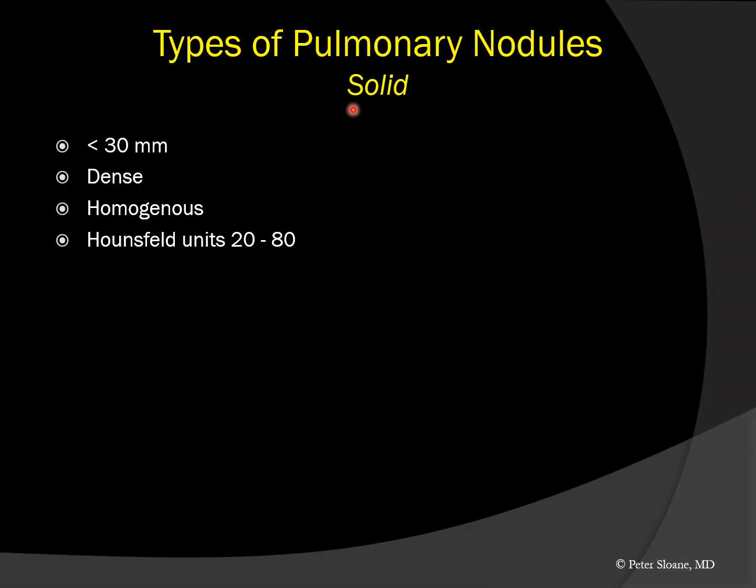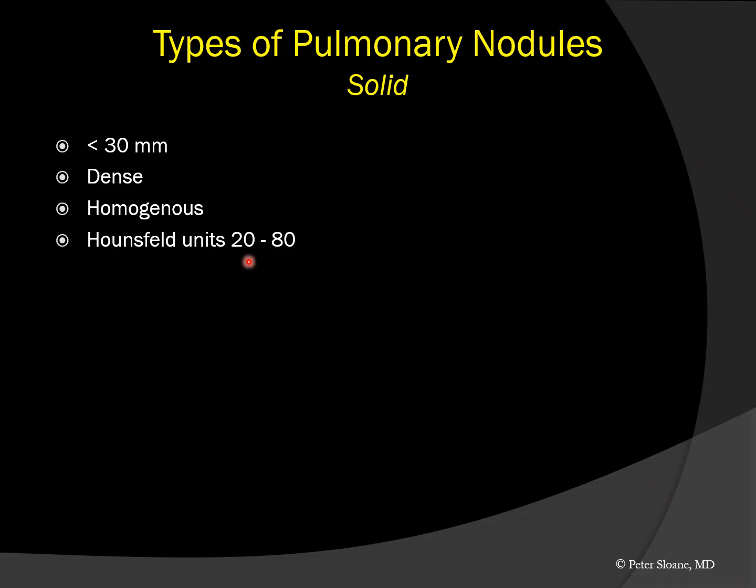So let's talk about types of pulmonary nodules. Of course, if it's a nodule, it must be under 30 millimeters. Solid nodules tend to be dense, homogeneous, and have Hounsfield units between 20 and 80. Now, a Hounsfield unit is the density of radio opacity seen on a CT scan. So soft tissue density is 20 to 80. As things get denser, such as calcium density, the score goes way over 80. It can go up to 500 or 1,000.